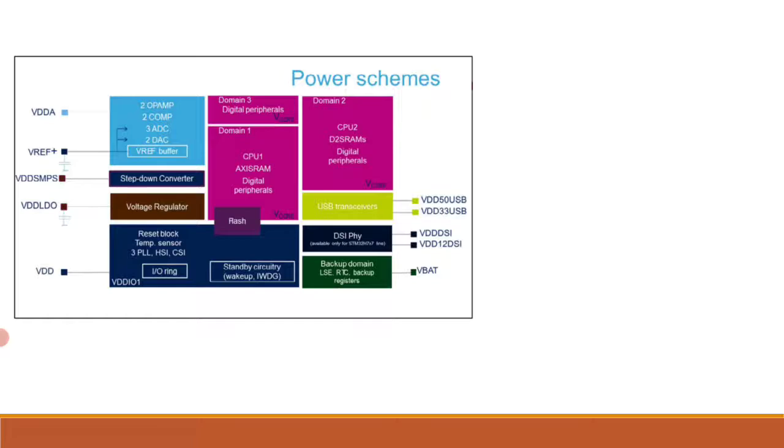A backup battery can be connected to the VBAT pin to supply the backup domain. So you can see all those in green for USB and black for VDDSI, VDD. Various color representations have been given here.